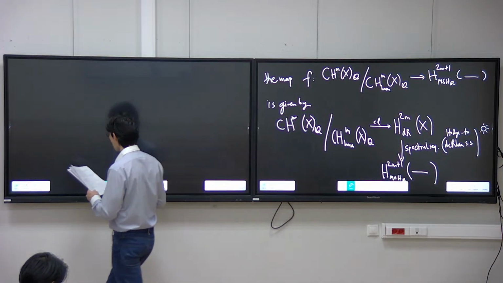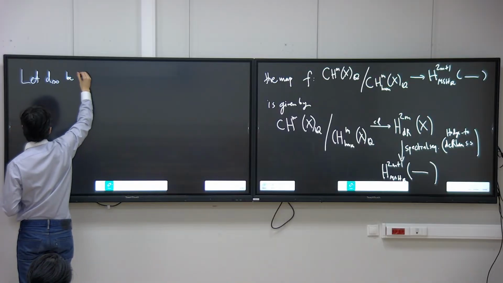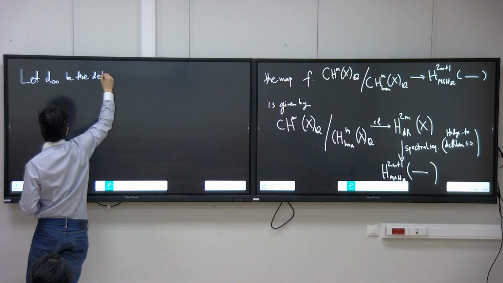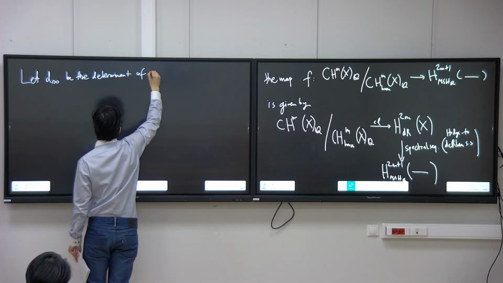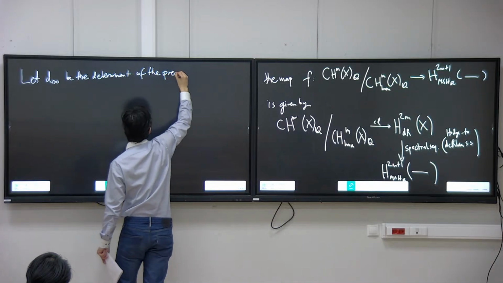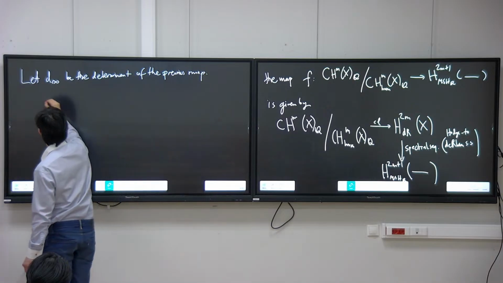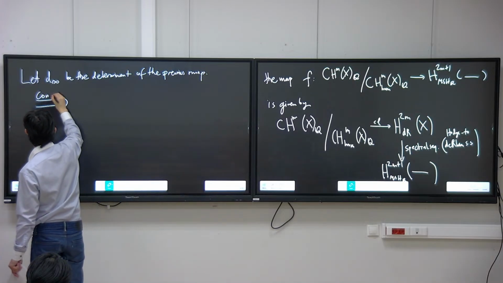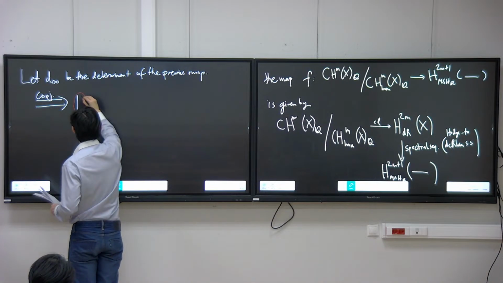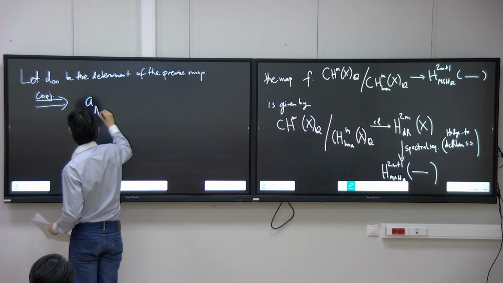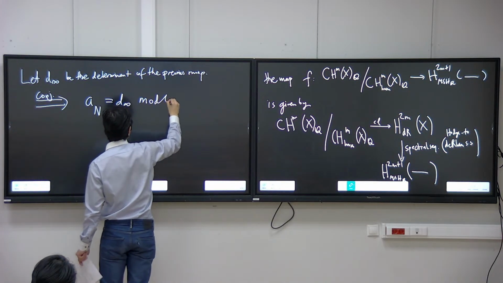We let d infinity be the determinant of the previous map. Then the conjecture is that this AM term is again equal to this d infinity, modulo some rational unit.